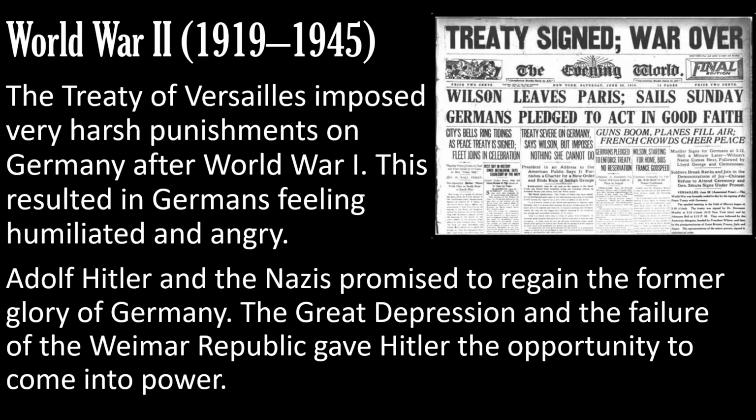World War II, 1919 to 1945. The Treaty of Versailles imposed very harsh punishments on Germany after World War I. This resulted in Germans feeling humiliated and angry. Adolf Hitler and the Nazis promised to regain the former glory of Germany. The Great Depression and the failure of the Weimar Republic gave Hitler the opportunity to come into power.